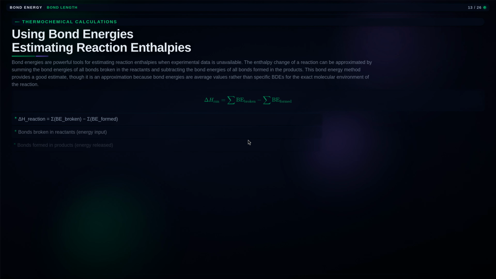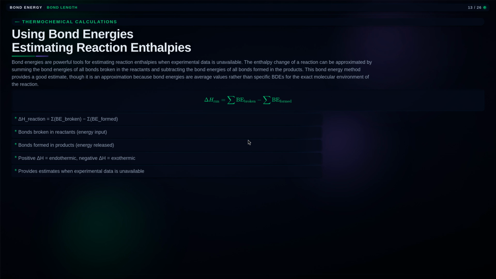Bond energies are powerful tools for estimating reaction enthalpies when experimental data is unavailable. The enthalpy change of a reaction can be approximated by summing the bond energies of all bonds broken in the reactants and subtracting the bond energies of all bonds formed in the products. Bonds broken in the reactants require energy input, while bonds formed in the products release energy. A positive delta H indicates an endothermic reaction, while a negative delta H indicates an exothermic reaction.